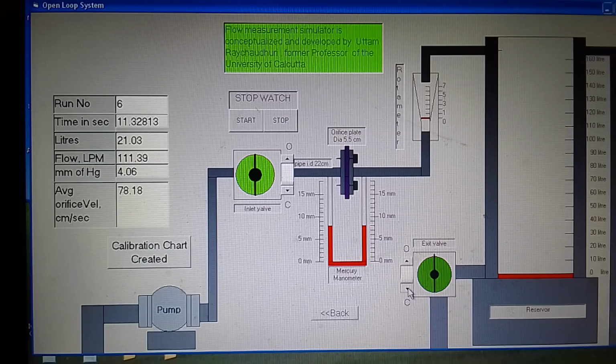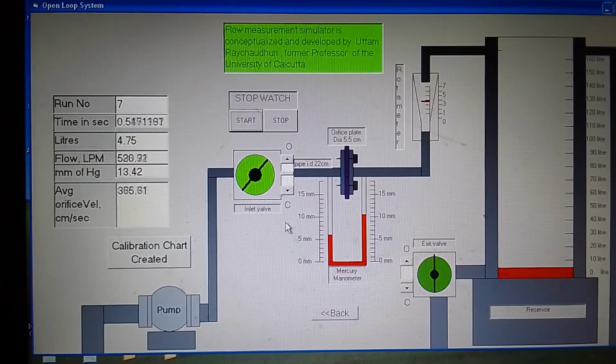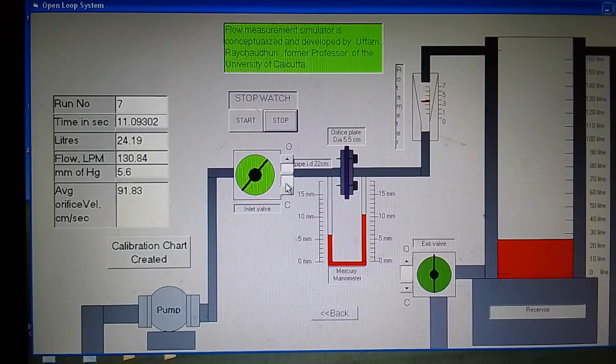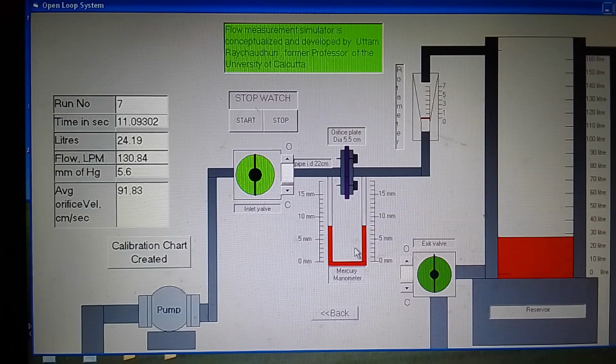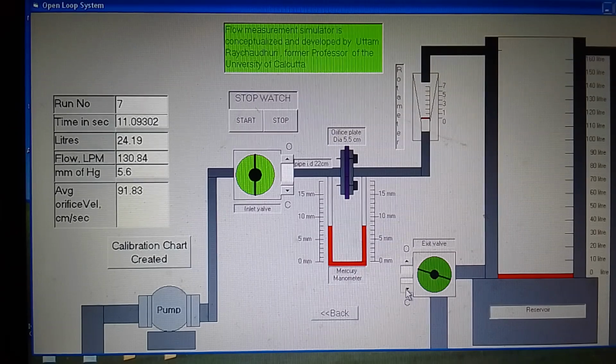And close the valve. Now take the seventh run, 1 2 3 4 5 6 7, and start the stopwatch. And now you stop this stopwatch, close the valve, and drain this water out. And close this valve.